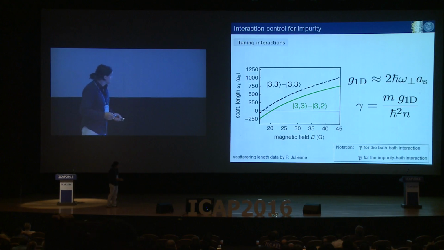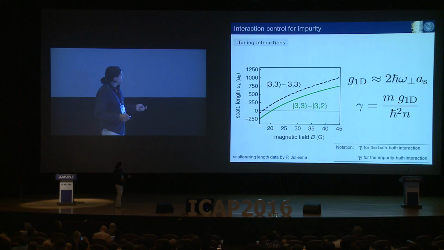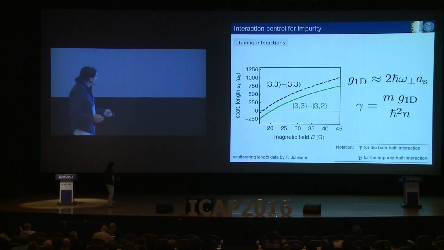It certainly doesn't work perfectly, but I'll show you the data later. Now, how do we tune interactions? This shows the scattering length between the different spin states as a function of magnetic field. There are two zero crossings here, and in particular, one can make the bath strongly interacting, and the impurity-bath interaction is still zero or very small. This is quantified by the 1D interaction strength, which is actually modified by tight confinement by the transversal trap frequency, and the interaction parameter is defined as before. And when I add an I to the gamma, then it's the bath-impurity interaction. The scattering data is by Paul Julian.